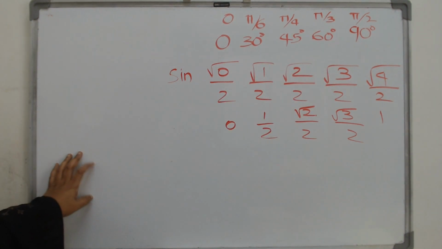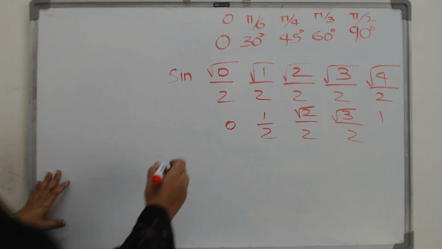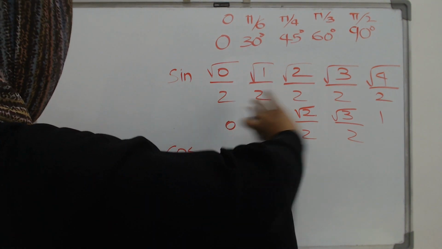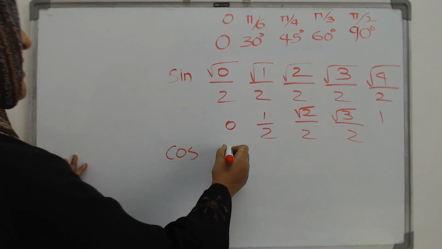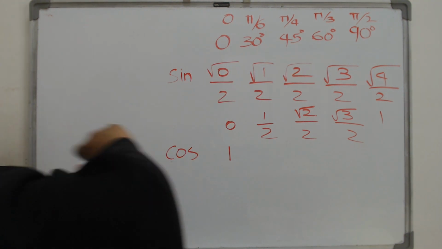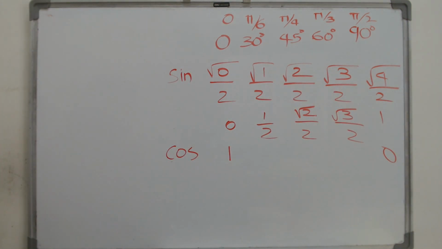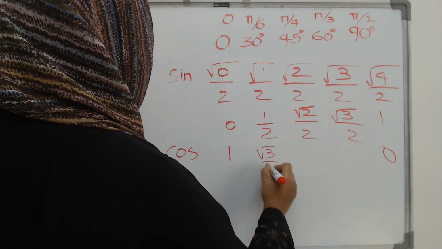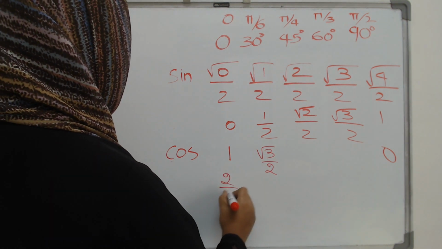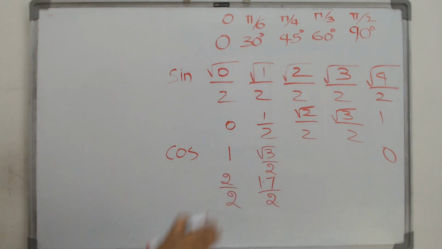Now we move on to our cos functions, or our cosine functions. They have the same set of values but in the opposite order. They start from 1 and slowly decrease towards 0. What always comes next to 1? Next to 1, root 3 by 2 comes. Why is that? This is 2 by 2, root 3 is 1.7 and 1.7 by 2.